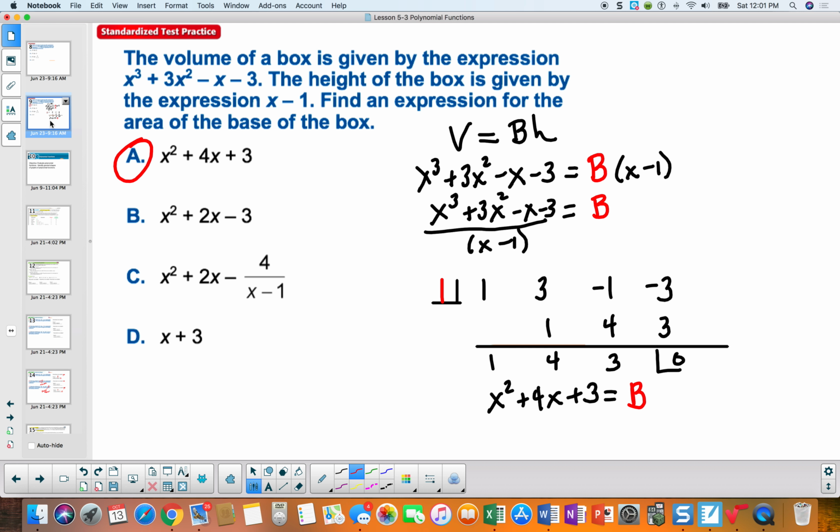A similar problem to the last one. This time the formula is volume is equal to the area of the base times the height, and we are going to divide by the binomial, and we're going to use synthetic division to do that.